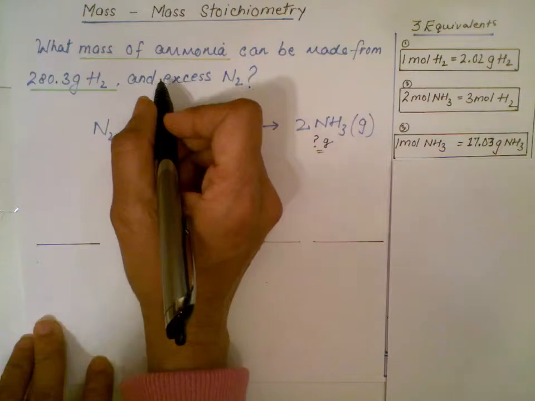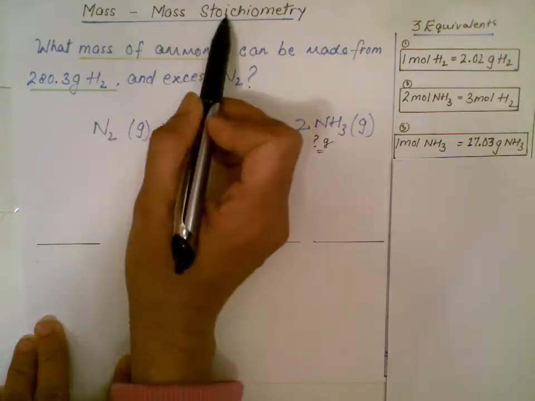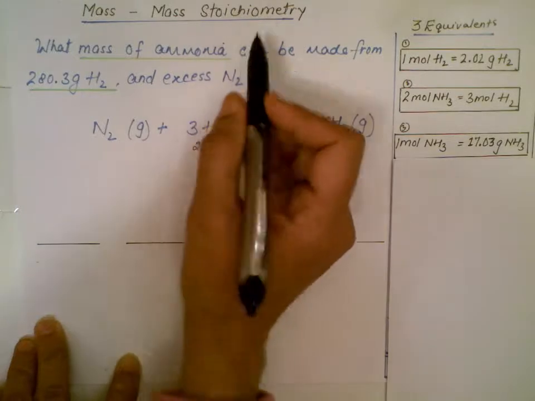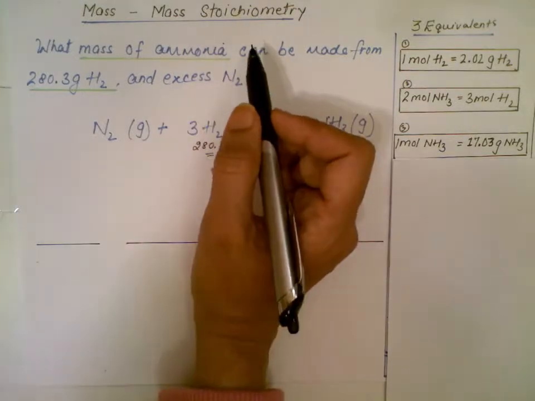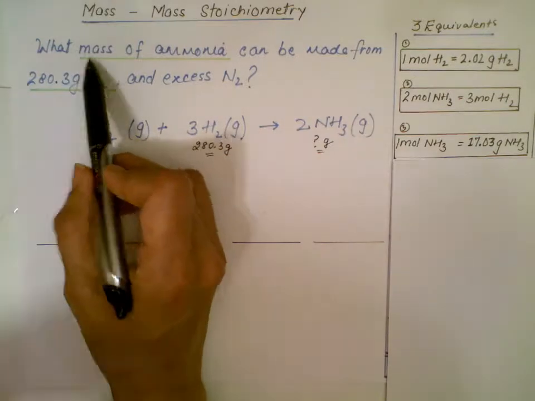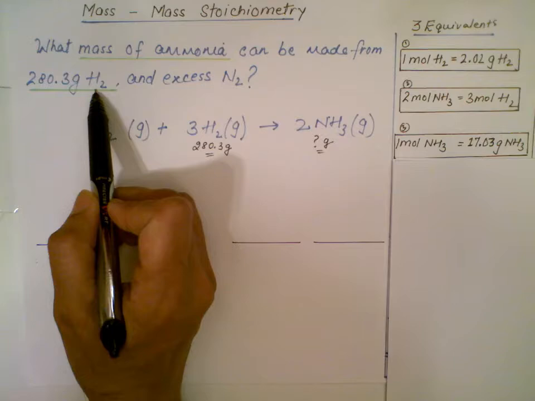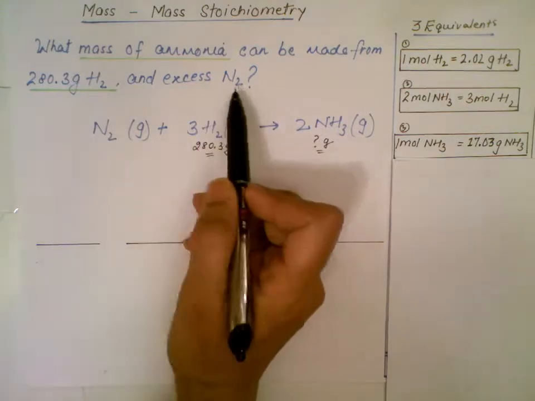We are solving a sample problem on mass stoichiometry. In mass stoichiometry problems, we are given the mass of one substance and we are to determine the mass of another substance. Here is the problem. What mass of ammonia can be made from 280.3 grams of hydrogen gas and excess nitrogen gas?